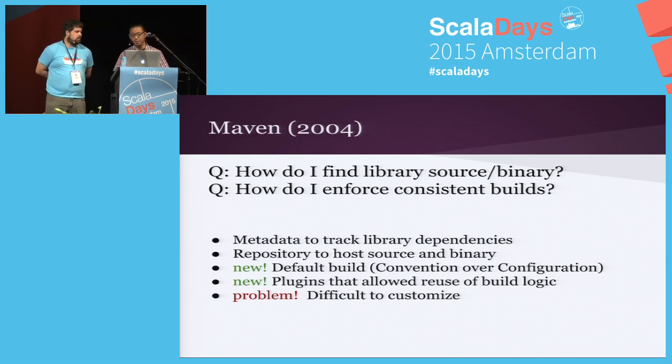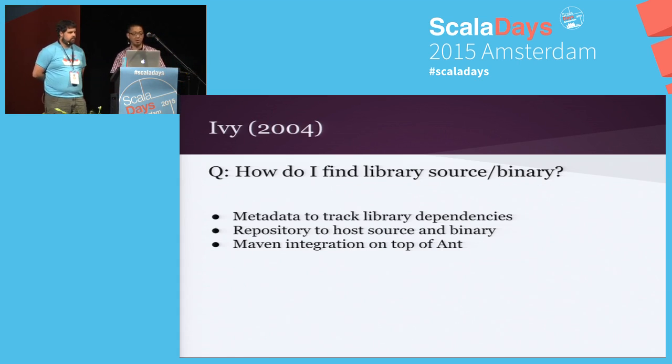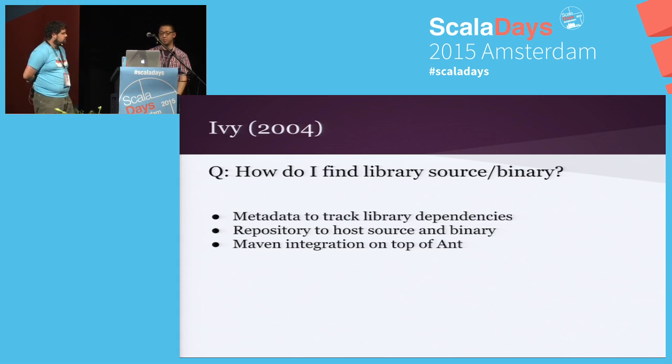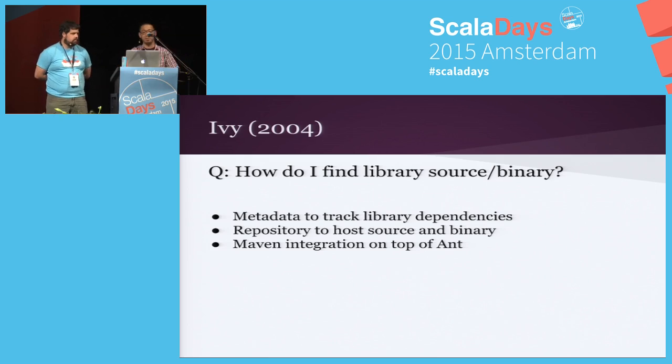So another thing to know is this year, 2004, because this is sort of the inflection point in the history of all the build tools. Ivy came out in 2004. This answers the same question: how do I find library source and binary? And as you see, this is 2004. So as Maven 1 and 2 are maturing, Ivy was kind of coming on right alongside to basically grab the same kind of idea of tracking the metadata and library dependencies. And this adds the Maven's functionality on top of Ant. That was sort of prevalent.